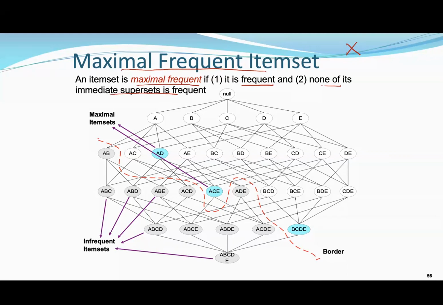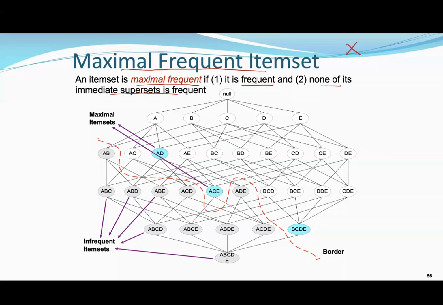So again, X is maximal frequent if it is frequent, and if we add anything to it, that is any superset of it, it's infrequent. Then we call X a maximal frequent item set.